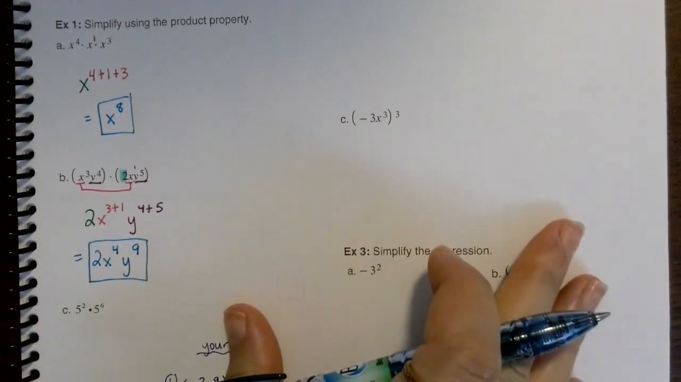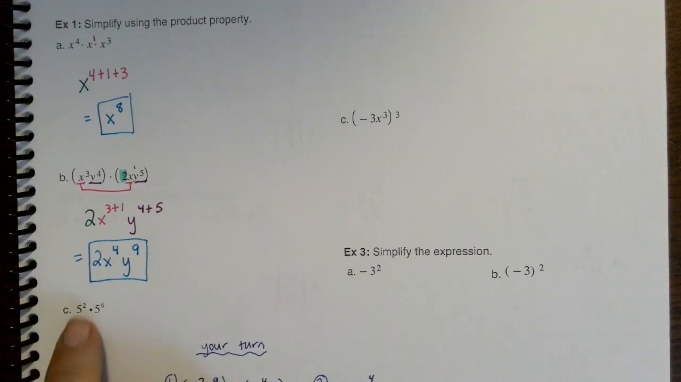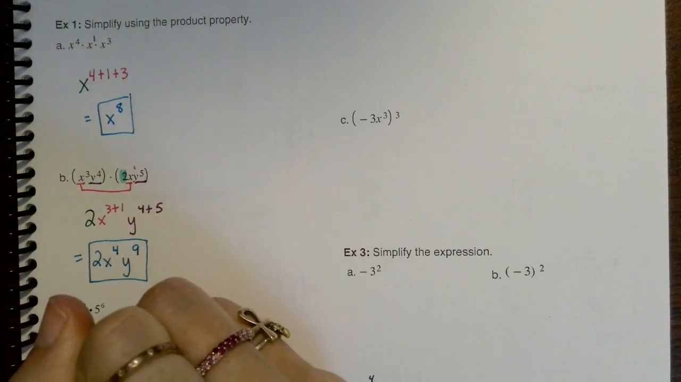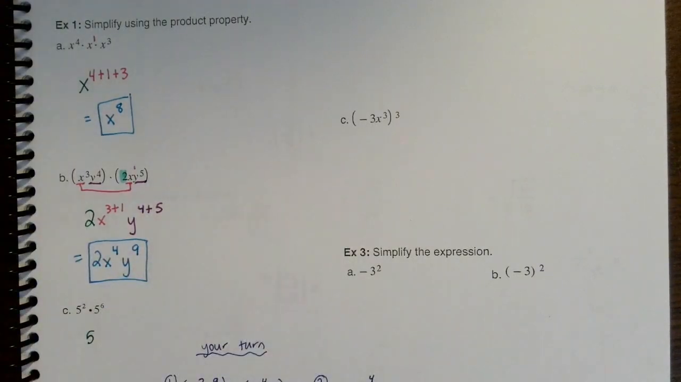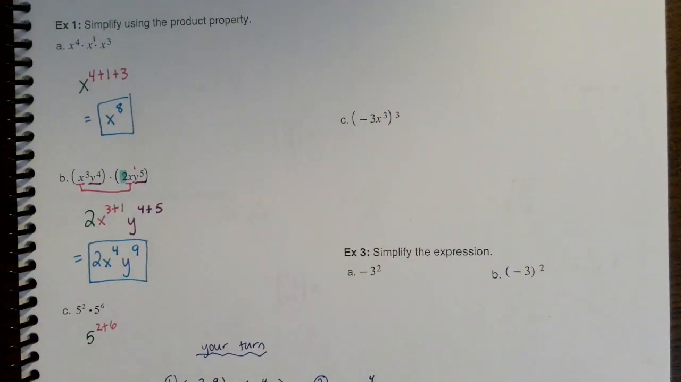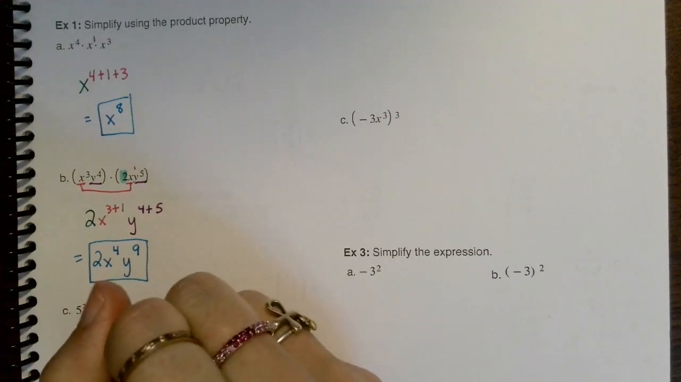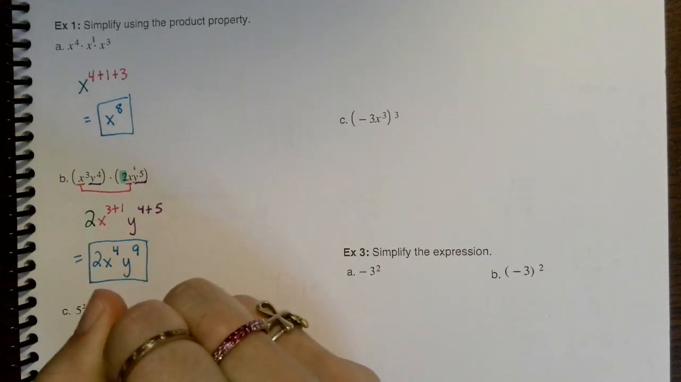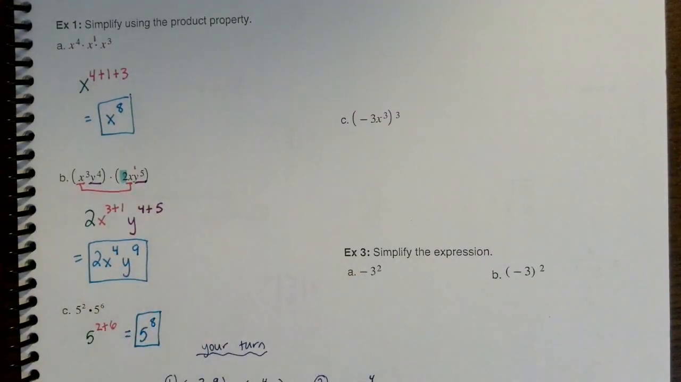And last but not least, this looks a little bit funny because our base this time is 5, rather than being a variable, it's a number. Now this is not a coefficient, this is my base. So if you keep that in mind, we start by writing down our base, so that's 5. And then remember you add your exponents. So I'm going to add 2 plus 6. So this equals 5 to the 8th power. And I'm actually going to leave it like that because 5 to the 8th is a very large number, and they just wanted us to simplify this, and we have.